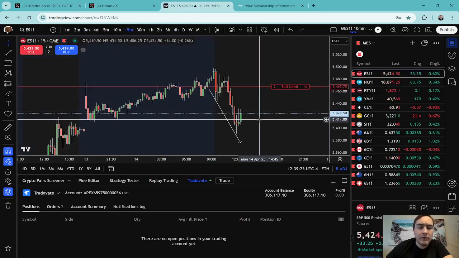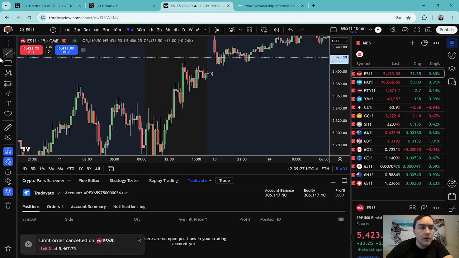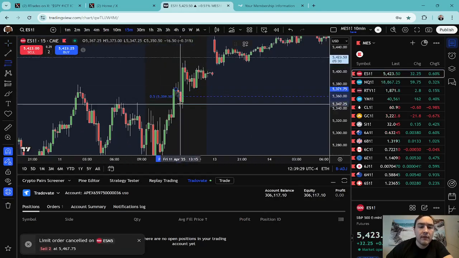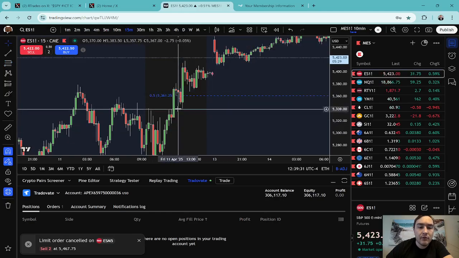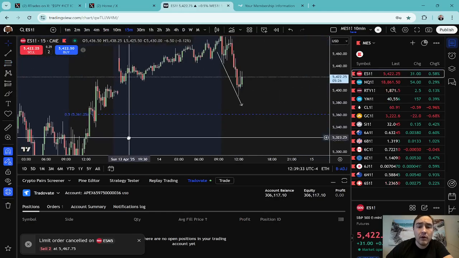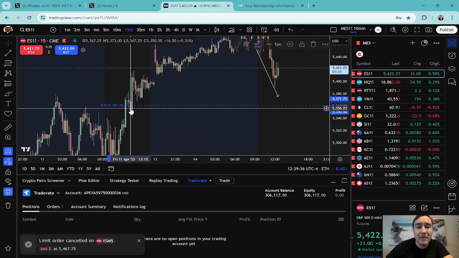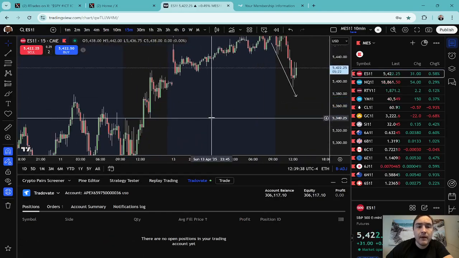Let's get some more examples of ICT order blocks. All right, the 50% point of this 3 series of candles would have been at 53.61 3/4. The market has not come back and retested that level.